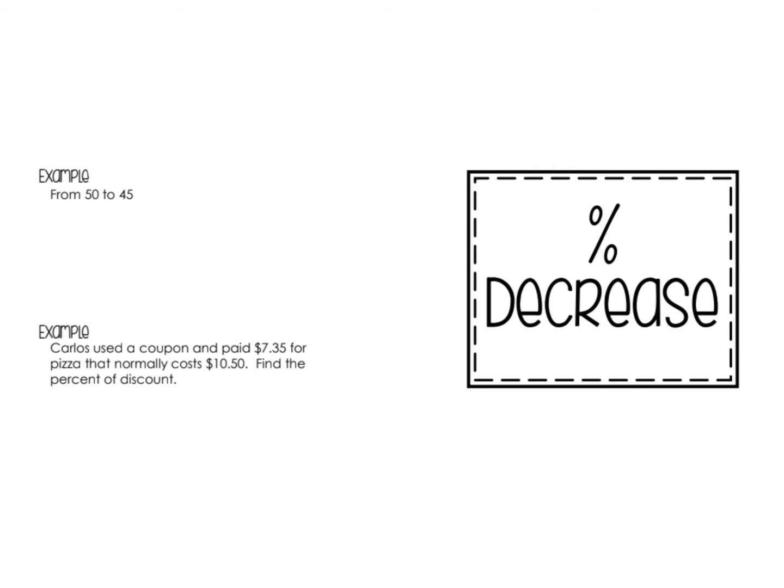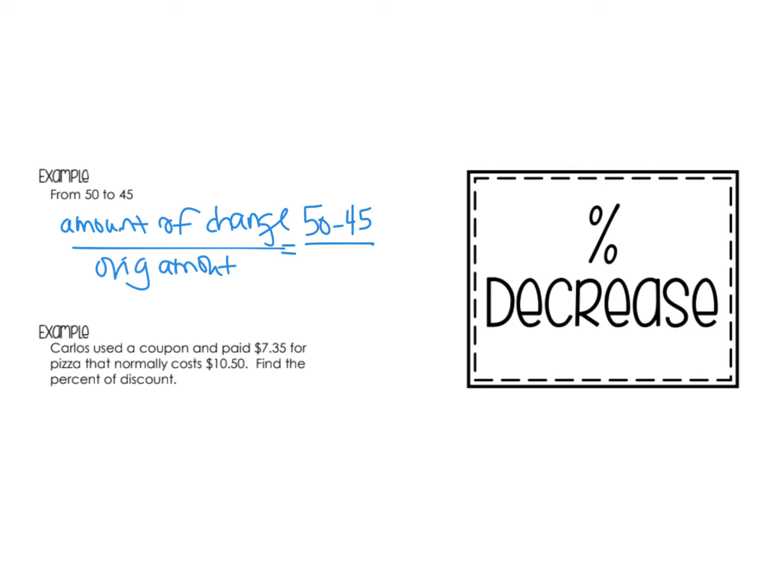Okay, so let's take a look at some percent decreases. So for my first example, I'm going from 50 to 45. I'm still going to use the formula amount of change over the original amount. So I'm going to go ahead and subtract 50 minus 45, which will give me 5. And I'm going to place that over my original amount, so my starting point. So I'm going from 50. So 50 will be my original amount, which when I divide those, I get 0.10. Again, taking 0.10, moving my decimal, that gives me a 10% decrease.